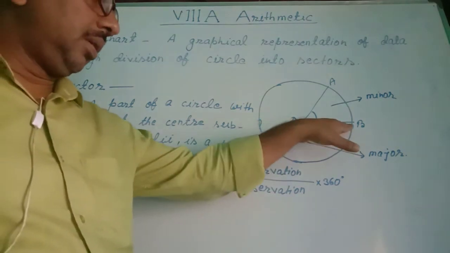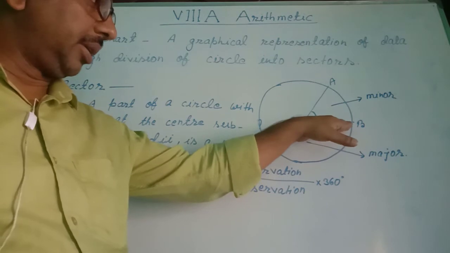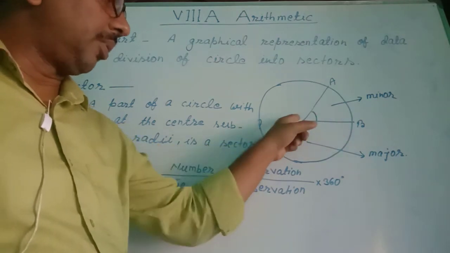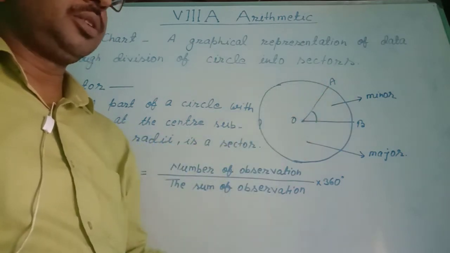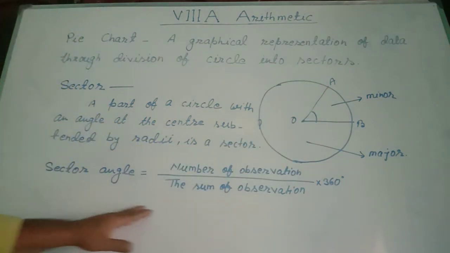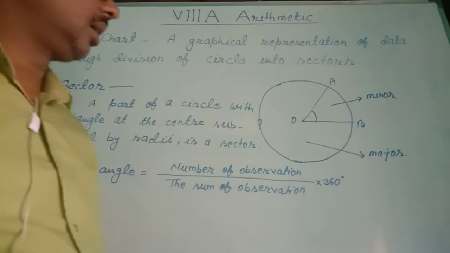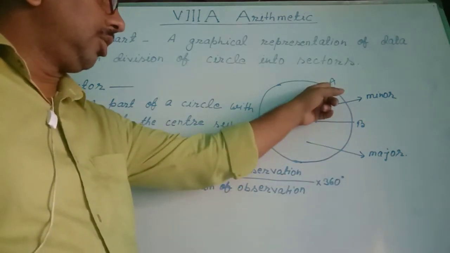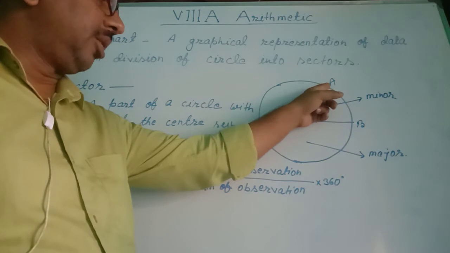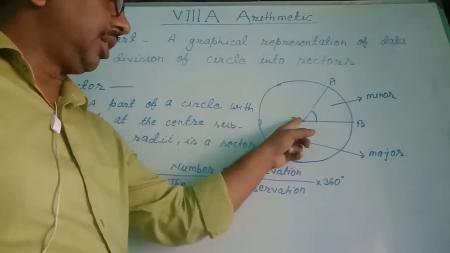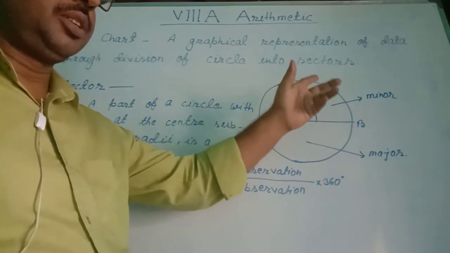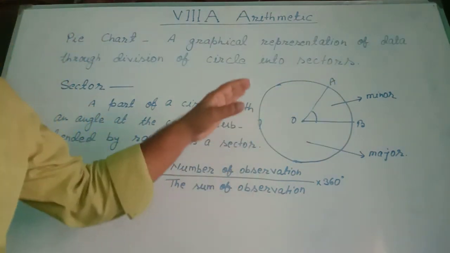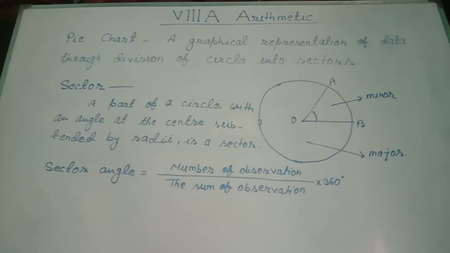Once you have drawn the radius, use your protractor. Keep the middle point of the protractor on the center. Take the measurement of the angle you got from this formula. Then join that measurement of angle to the center, drawing the line. So the sector will represent that number in the circle. We will see some examples.